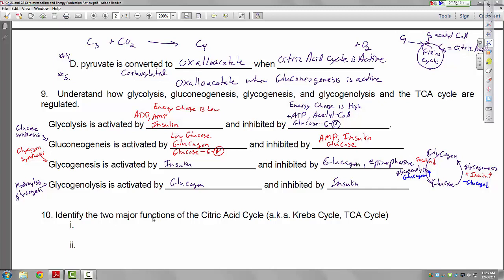Okay, number 10 here, this is going to be found in chapter 22. We're in chapter 21 now. So in chapter 22, we'll cover the rest of this document.